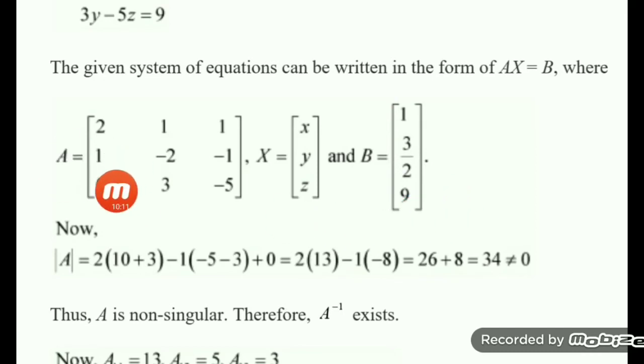Then we get the determinant value. How to get it? Hope you remember. Actually, when you solve a system of equations using the matrix method, whatever we learned in the earlier chapter on matrices and determinants, all of that you have to apply here. So this is just like a revision of the chapters on matrices and determinants.